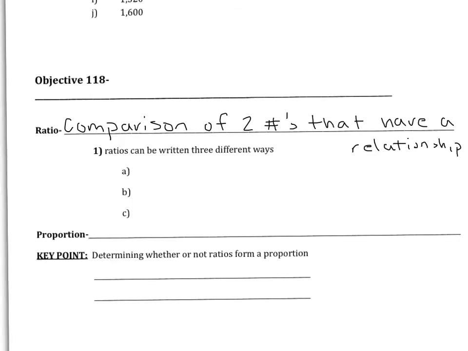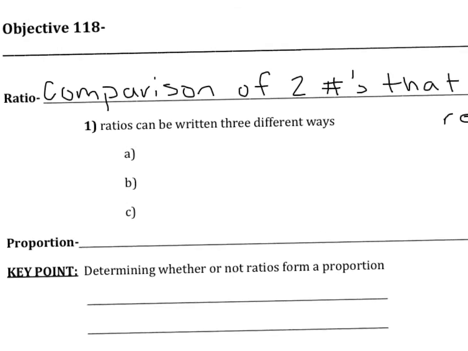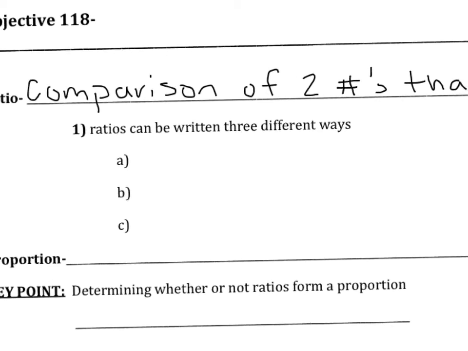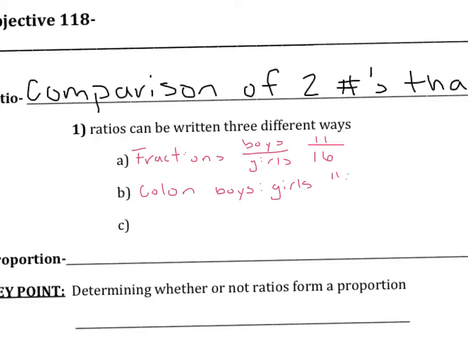So let's talk about an example of a ratio and the different ways that we could see it written. I'm going to zoom in so we can get a little bit closer for that. We sometimes see ratios written as fractions. For example, I could say the ratio of boys to girls in my class is 11 to 16. There's 11 boys and there's 16 girls. We also sometimes see ratios written with a colon. So again, I might say the ratio of boys colon girls. The ratio of boys to girls is 11 to 16.